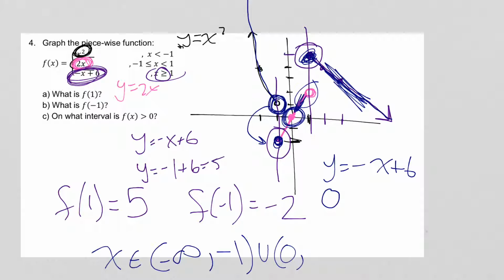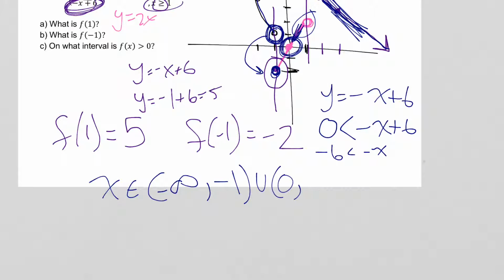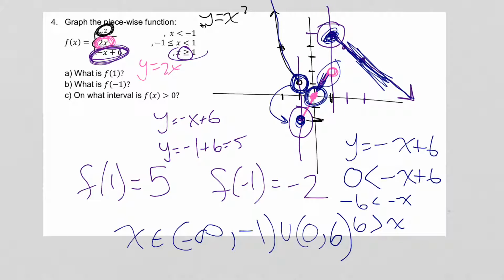We want to know, when is this function, negative x plus 6, greater than 0? And let's just do a little algebra. Let's subtract 6. We get negative 6 is less than negative x. So multiply by negative 1. And we get a positive 6, and we get a positive x, and we multiplied by a negative, so we switch that sign. So x has to be less than 6. If x is less than 6, then we have a positive number. So that will remain positive up until the x value of 6. At 6, it's a 0, and we exclude that number. So those are my positive intervals, and we done crushed this problem.